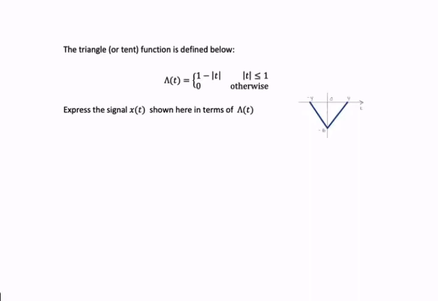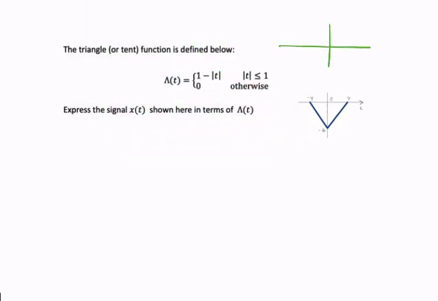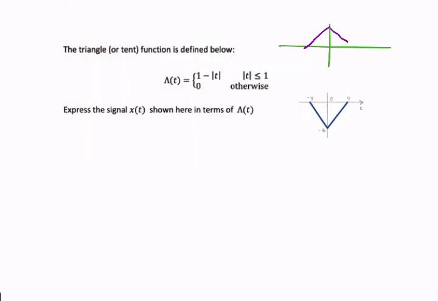Okay, here we're given the definition of a tent function, or a triangle function. And it's called a tent function because it looks a little bit like a tent. So it's something like that. So from -1 to 1, this is time. It'll be 1 minus t.